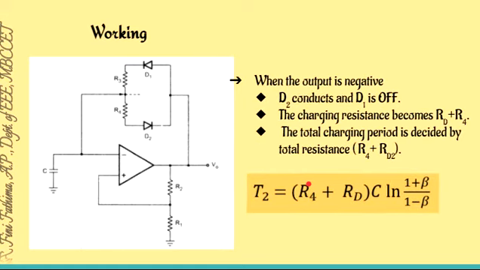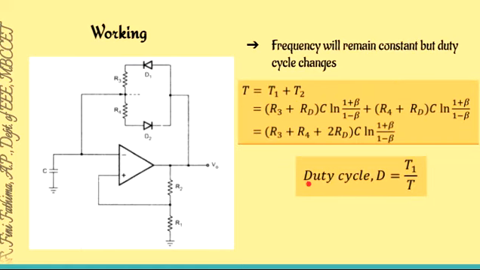So we have separately written the equations for T1 and T2, and now we know that the frequency remains constant but the duty cycle changes. How is the frequency remaining constant? If the total frequency is constant, it means the total time period should be constant. So what is the total time period?